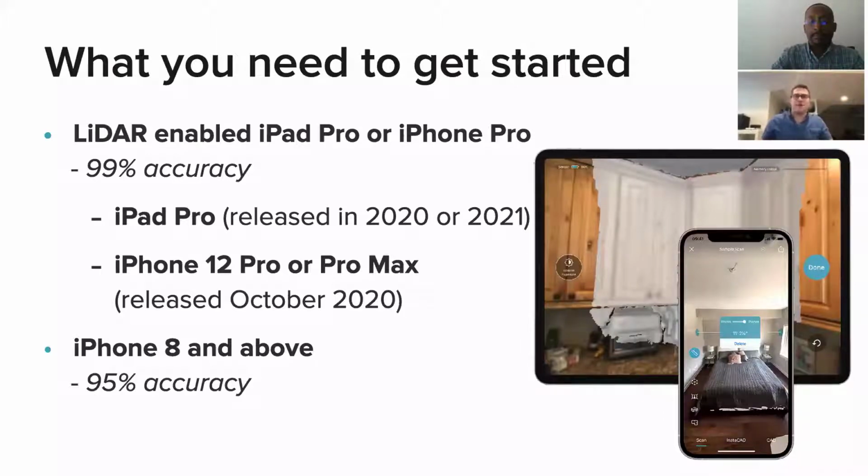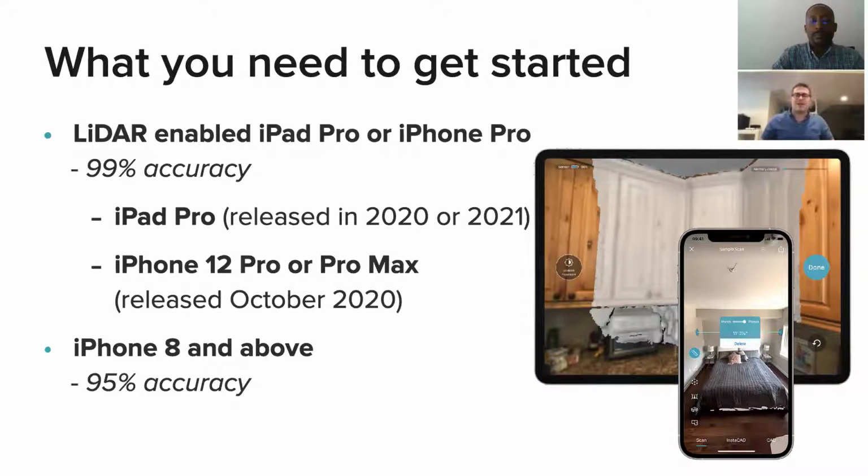Great. So hopefully that helped give you a general overview of Canvas and our Scan to CAD service. So let's talk about what you need to get started. I was talking about those lidar-enabled iPads and iPhones before, and that's what you need to achieve that 99% accuracy. So you'll need an iPad Pro that was released either last year or this year. It's important to note there are several iPad models. You need the Pro model because that's what includes that LiDAR sensor. Or you need an iPhone 12 Pro or Pro Max, which was released last fall.